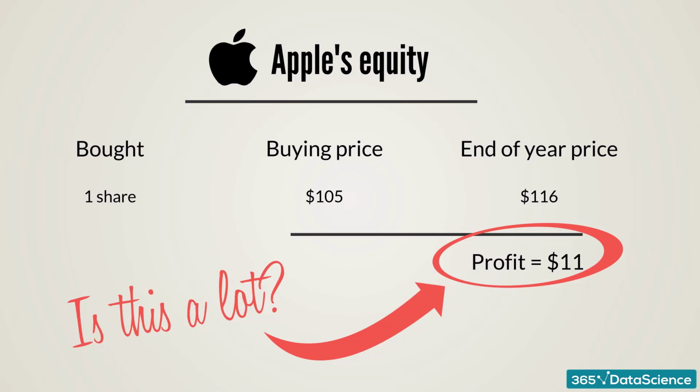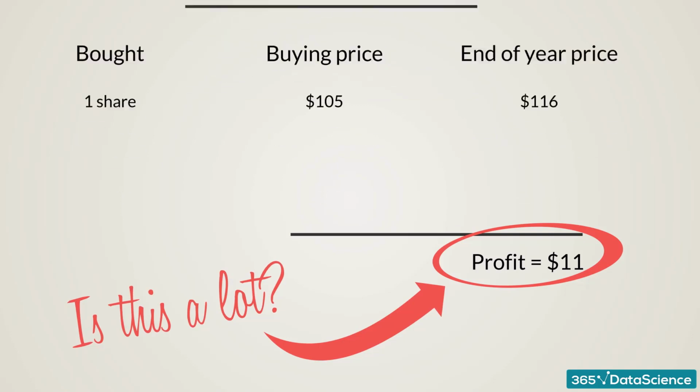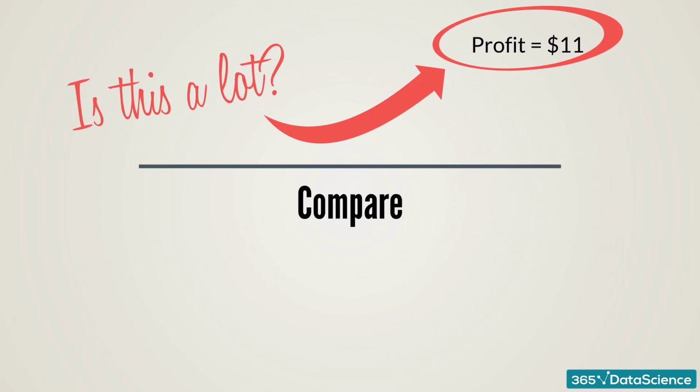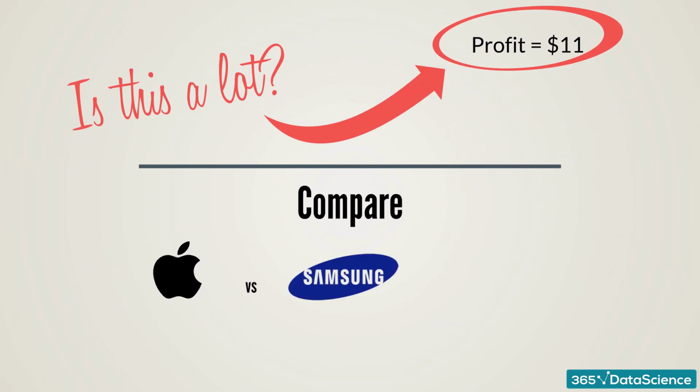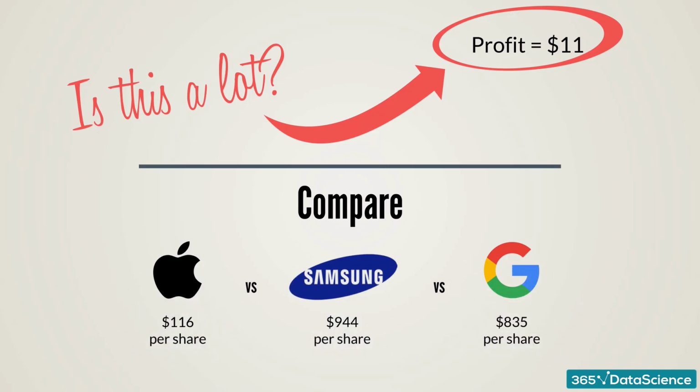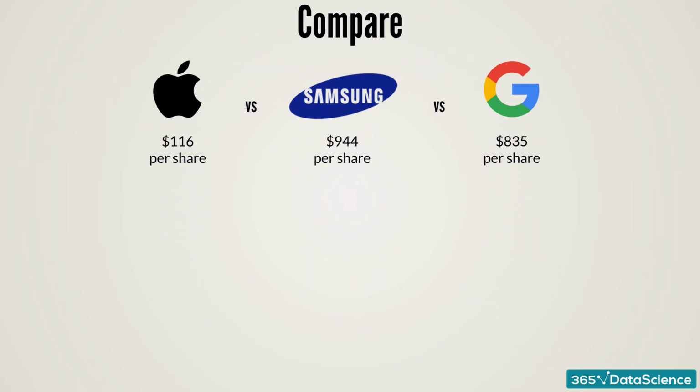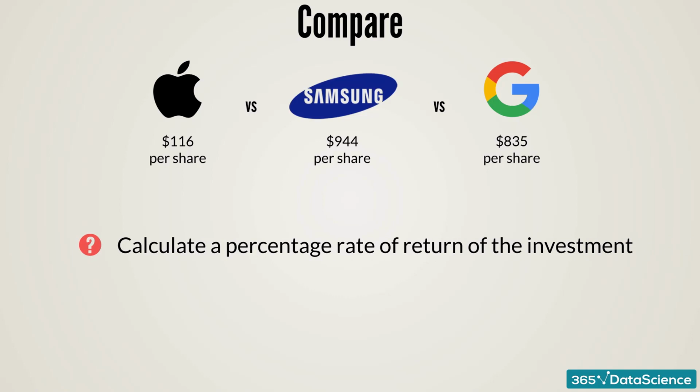The only way to answer these questions is by comparing the investment in Apple shares with other investments, the amount you would have earned if you had bought other stocks. However, different stocks have different prices, right? Therefore, we need a measure that ensures comparability between investments with different market prices. And that's easily done. All we have to do is calculate a percentage rate of return of the investment. Once we do that, we can compare it to other investments.